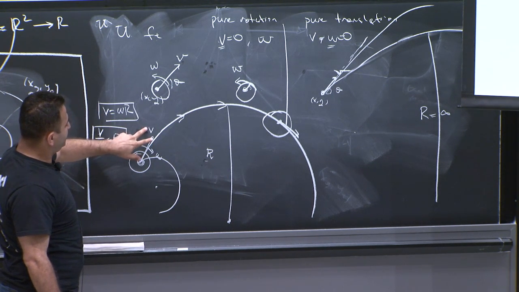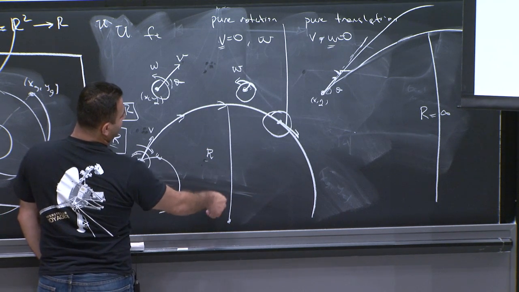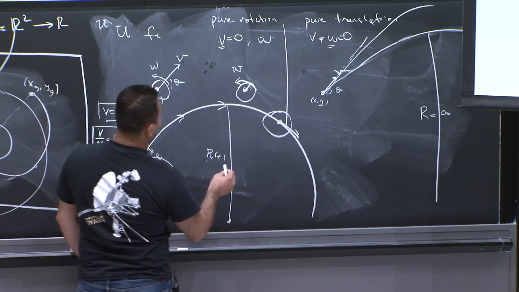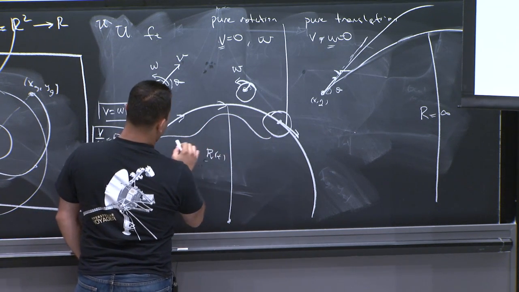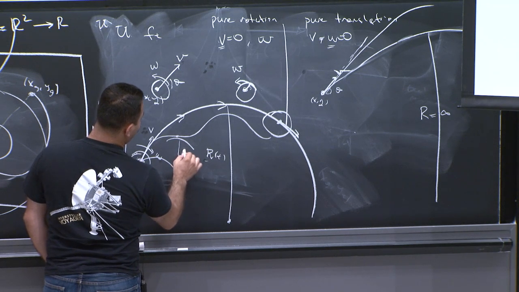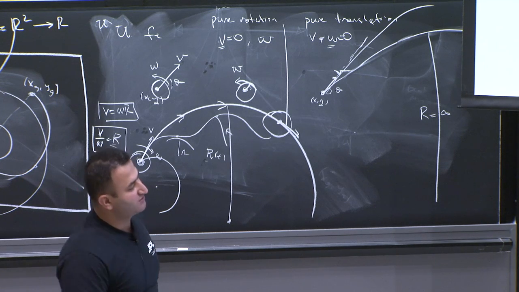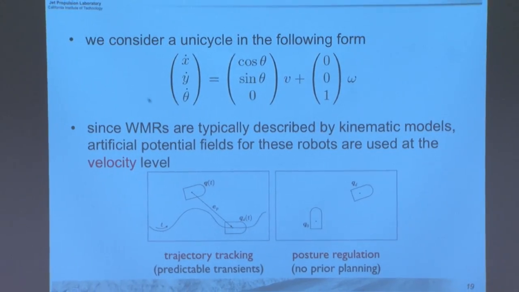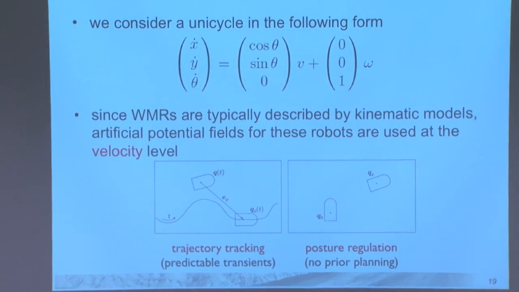If you change omega and V, then the turn radius will change as a function of time. So at every time you will have a different R. This is a geometric expression for the movement of a robot, and this expression captures all these motion behaviors.